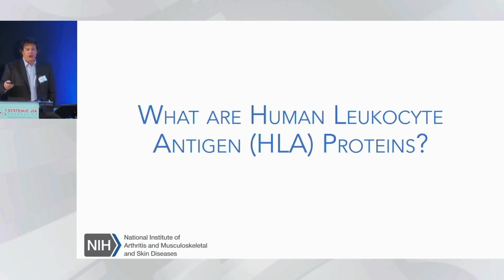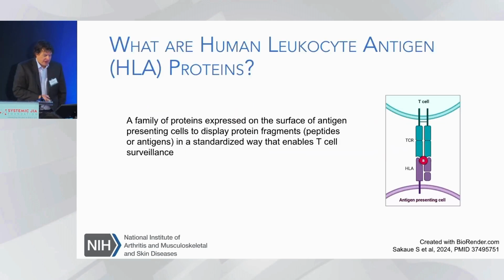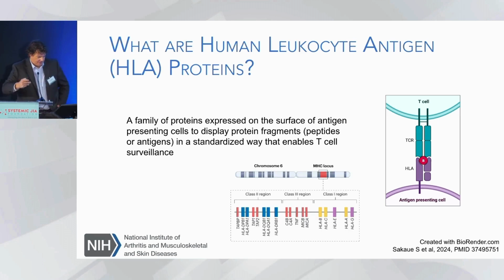So the first question is, what are human leukocyte antigen proteins? These HLA proteins are a family of proteins that are expressed on the surface of antigen-presenting cells to display fragments of proteins, or peptide antigens, in a standardized way, like a scaffold, that allows T-cell receptors to do immune surveillance of these cells, right? So the genes that encode these are located on chromosome 6 in a tight cluster of a lot of important immunologic genes.